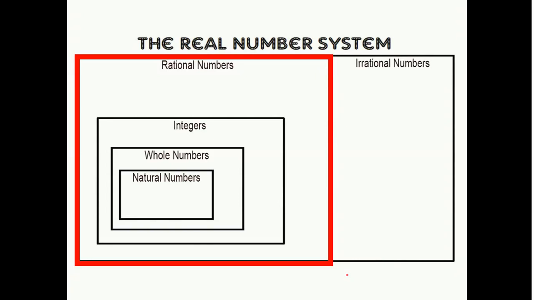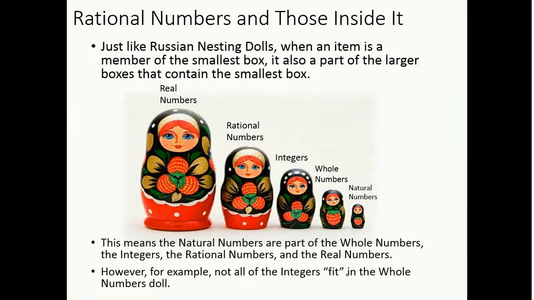So now we've looked at rational and irrational. Let's go inside the rational number system now and look at those boxes that are inside there. So if you ever look at Russian nesting dolls, and maybe you've had them as a child or you see your parents have a pair, well, there's a big doll, and then you open it and you get a smaller doll, and then a smaller doll, and a smaller doll, and the smallest doll, actually. So when an item is a member of the smallest box, it is always part of the larger box. So this is kind of how I think of it.